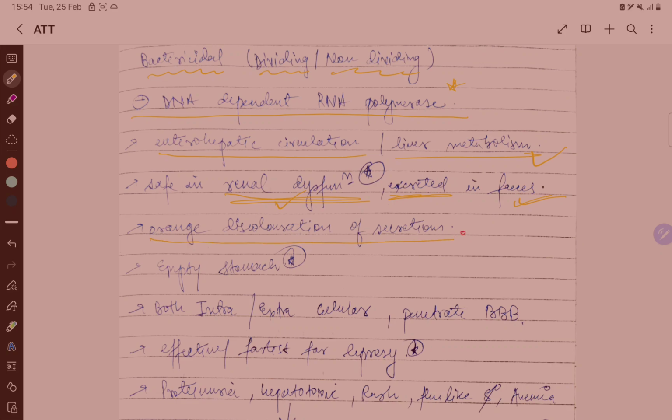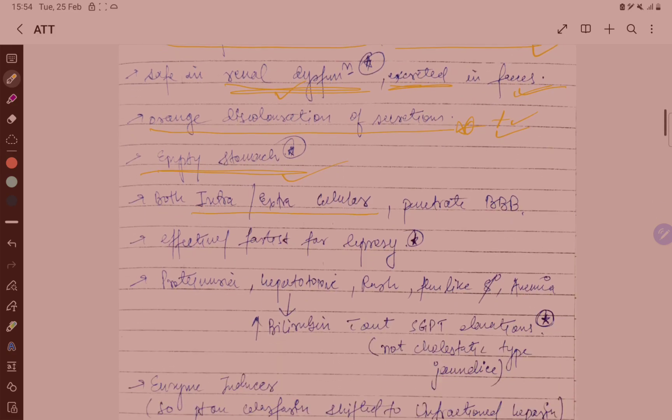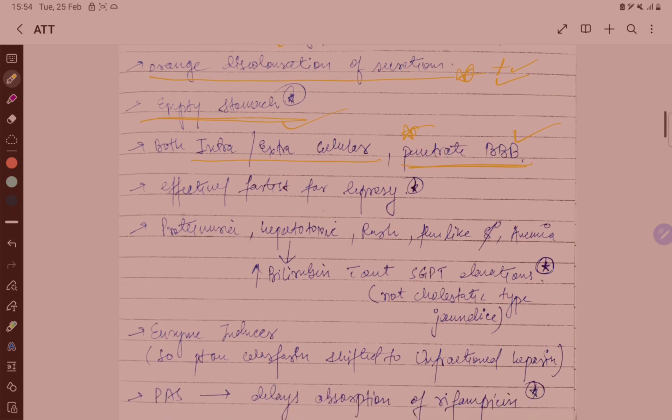Okay, orange discoloration of all the secretions like tears, saliva, sweat, as well as urine. It is given on an empty stomach. The TB drugs are basically given on an empty stomach just because of rifampicin. It acts on both intracellular and extracellular TB bacteria, and it penetrates the blood-brain barrier. It is also effective and fastest acting on the leprosy bacteria, the brother of TB, Mycobacterium leprae. So it acts very fast on the leprosy bacteria.